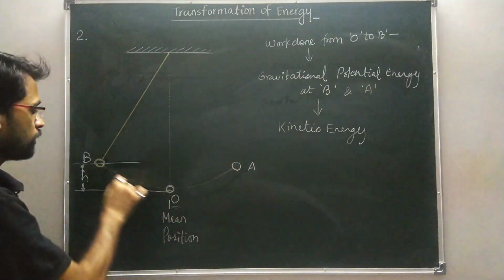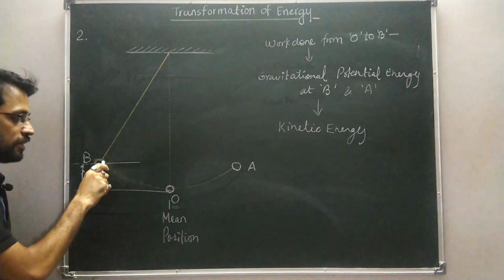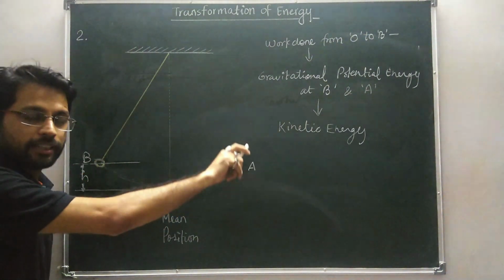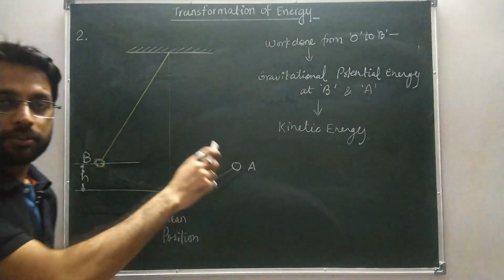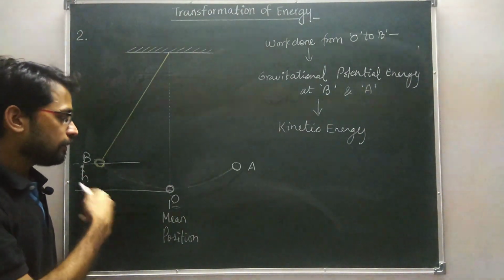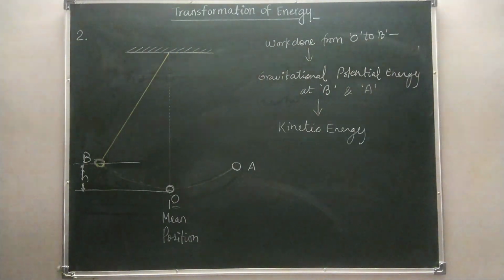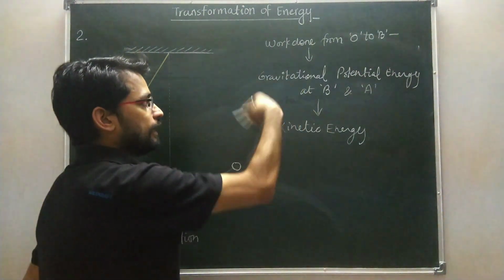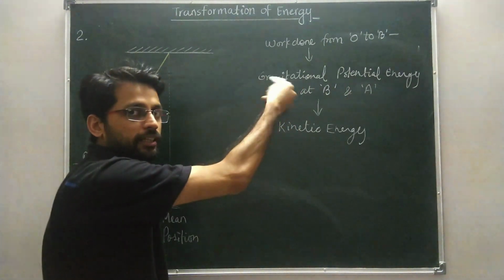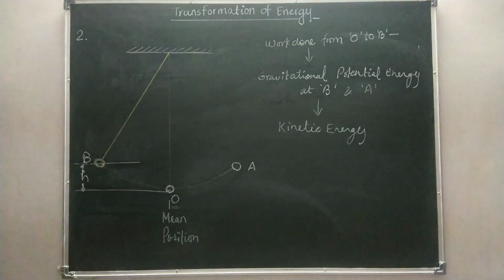So in this example, the potential energy is converted into kinetic energy, and kinetic energy is converted into potential energy, and this transformation continues until the oscillation ends. So this is a very good example of continuous transformation between kinetic energy and gravitational potential energy, and vice versa. So note it down.